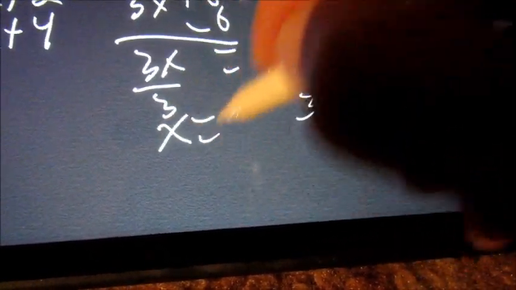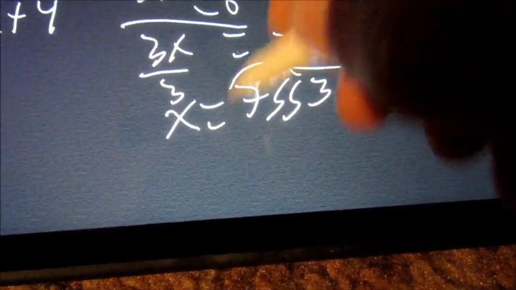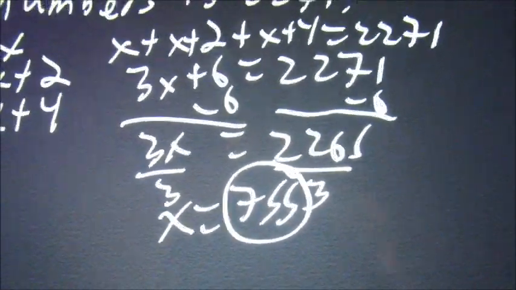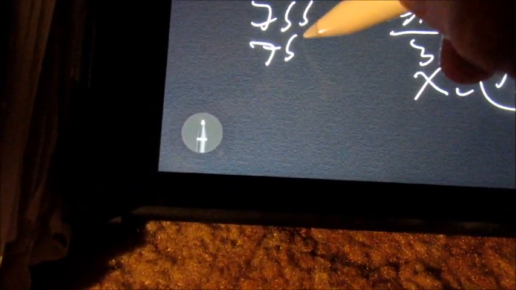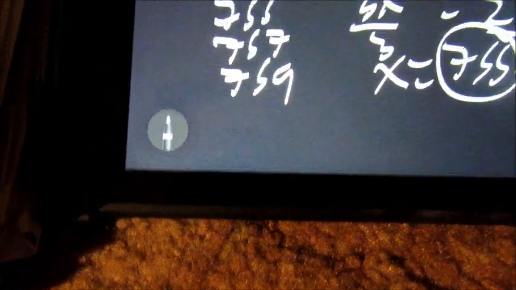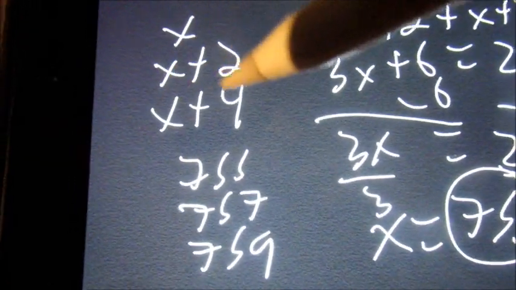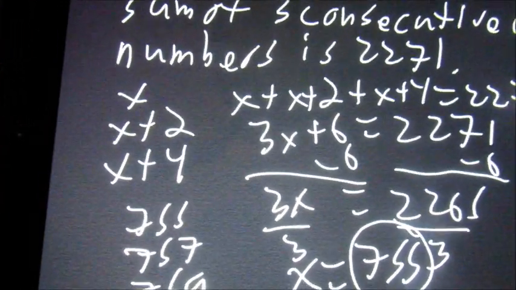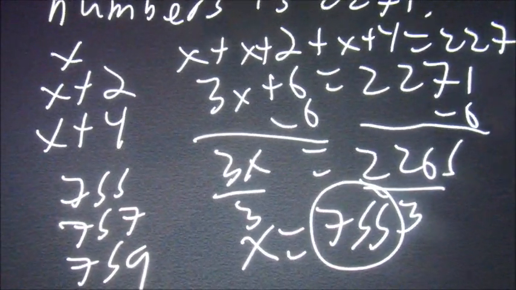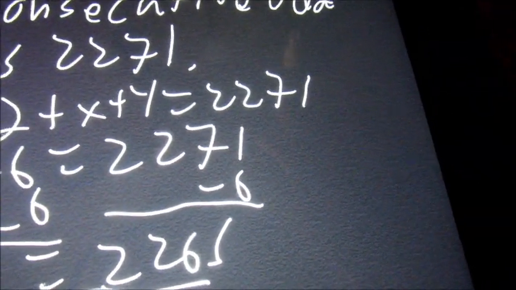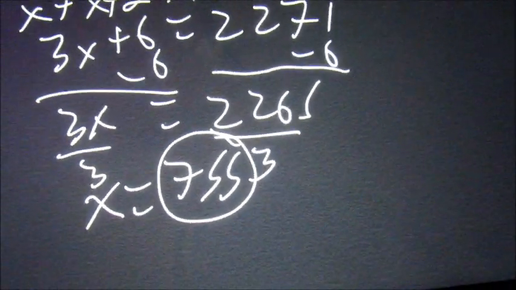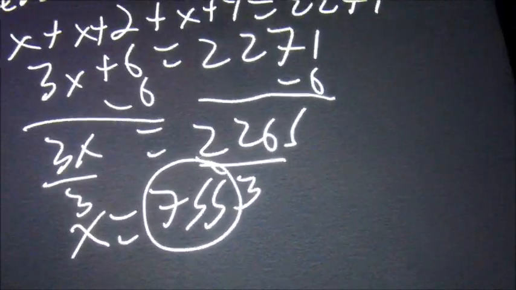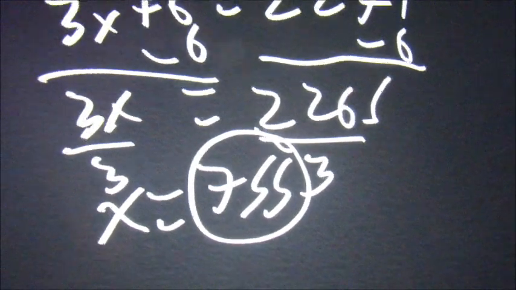And we're going to get x equals 755. So now we need to add 2 to that. So our first number is going to be 755, 757, and 759. Note that I did get odd numbers like I was supposed to. If you got an even number, that means you did something wrong. You need to start over again. So remember, if it says to get odd numbers, make sure that your answers are odd. If it says to get even, make sure that you do get even numbers.